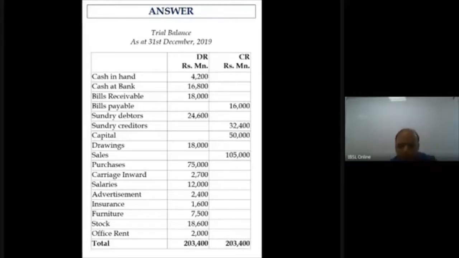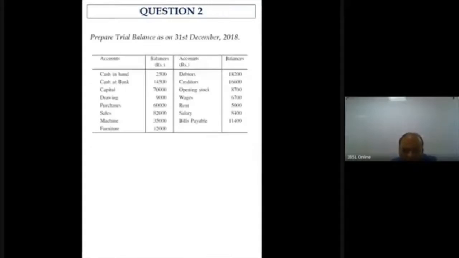Sorry about the interruption. I was just checking whether the screen is visible to you all clearly. Okay. So going back to the second question, first you have to mark all the items whether it is asset or liability. So I don't think that anything different from the previous year. It's the same thing, but there is only one difference here. I don't know whether you all know it. On the right side of it, debtors you know, creditors you know, opening stock it's clear. What is wages and what is salary? There are two things. Wages and salaries.